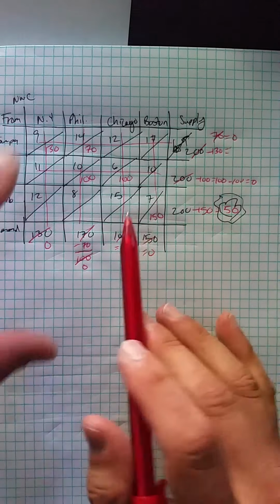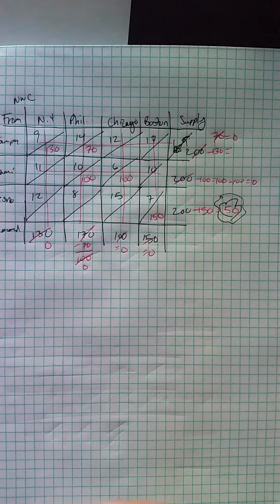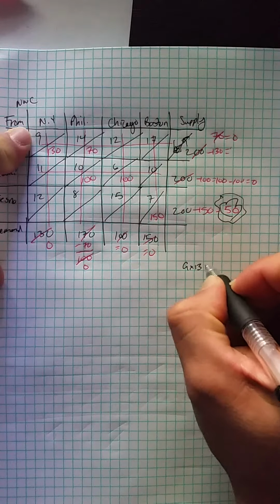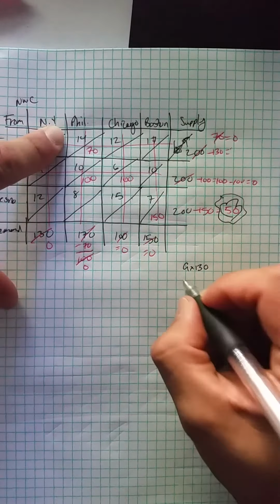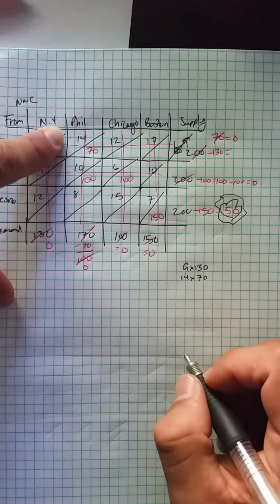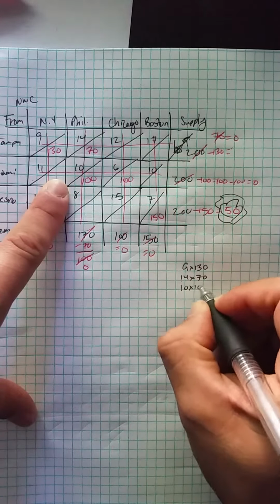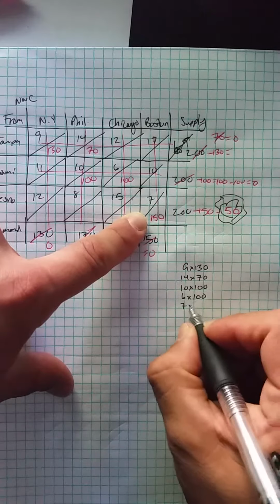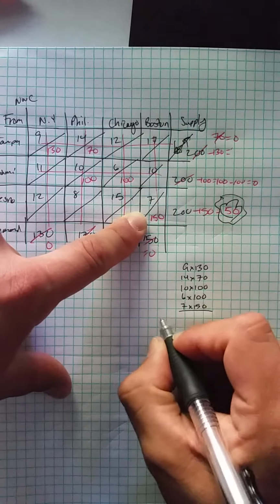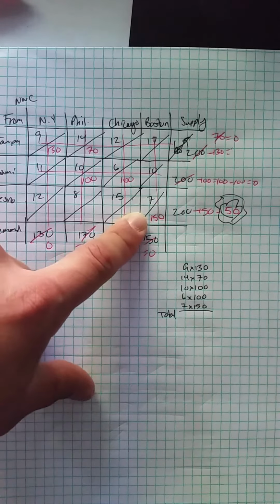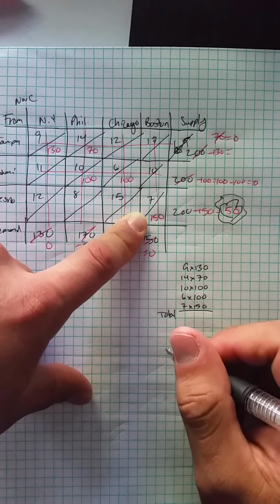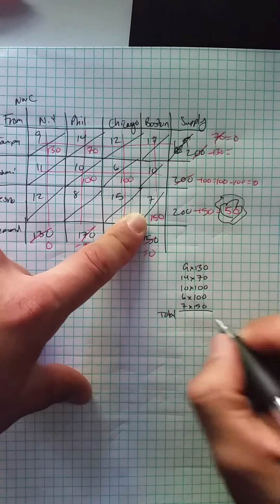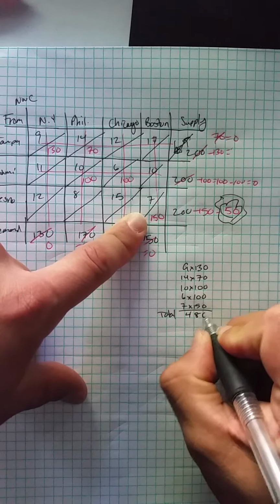But we're going to go ahead and get all the numbers together, and we're going to calculate the cost for this, okay? So, as we can see here, it's going to be 9 times 130. And then you go to the next one, 14 times 70. 10 times 100, 6 times 100, and then 7 times 150. And then total cost is going to be, I believe it was, 48,000.